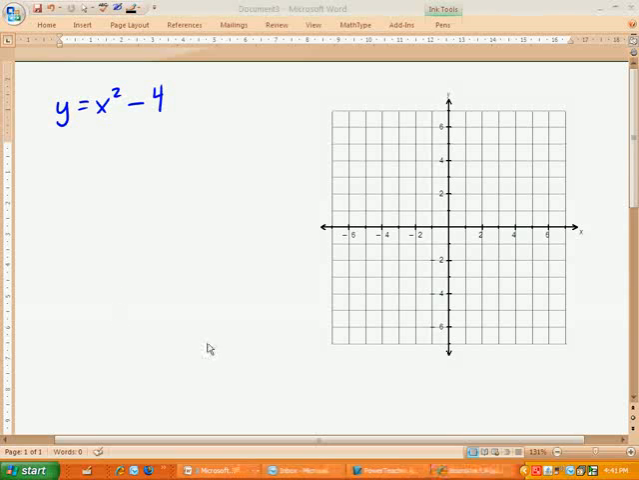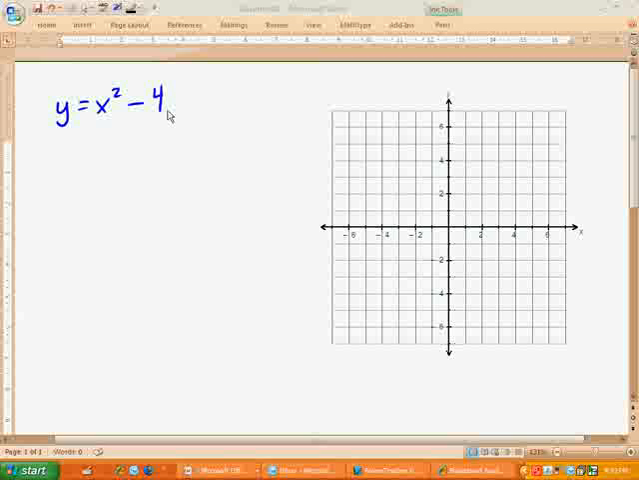Alright, in this next lesson, we're going to be looking at graphing quadratic equations. Okay? Graphing quadratic equations. And we're going to look at a couple of examples. This is the first example we're going to look at, y equals x squared minus 4. Now as we're graphing equations, we're going to look for a couple of things.